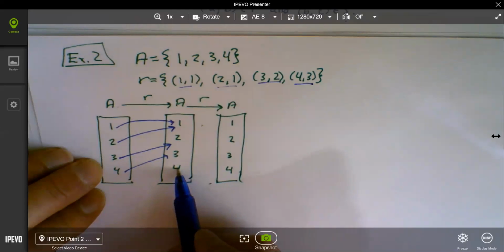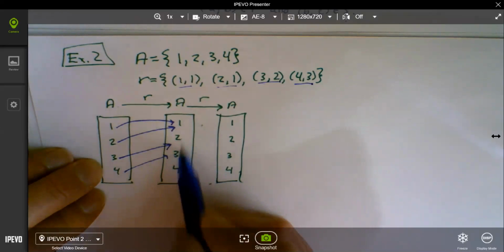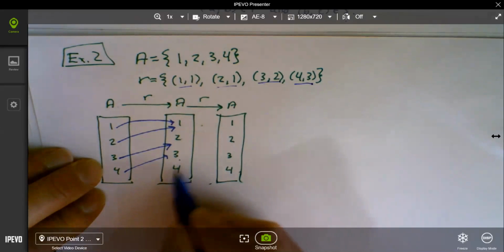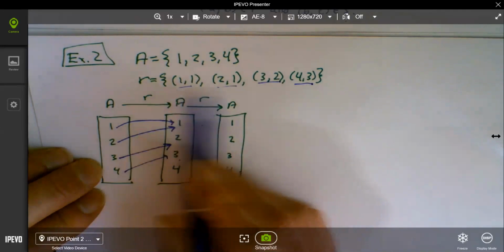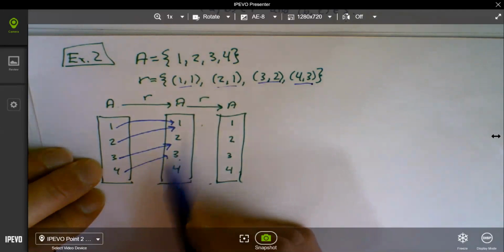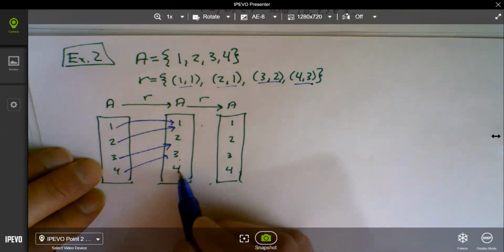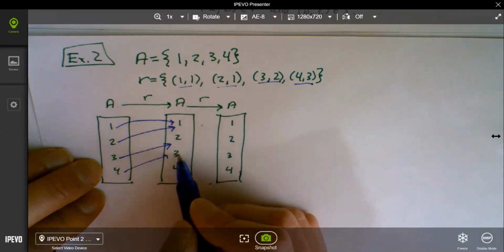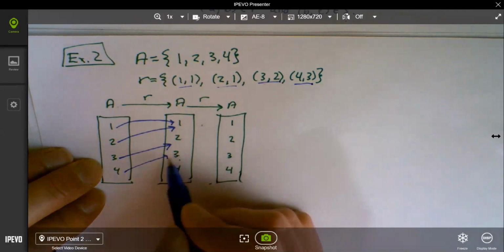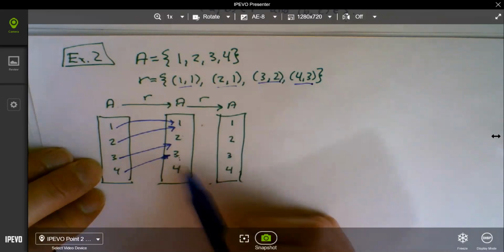set A, and where all the arrows are, those are all the places we can start. So if you notice, there's no arrow pointing to element 4. So if we have some element in R that starts with 4, that's not applicable here because we can only start at places where we ended. Okay? In the last relation, we only ended at places 1, 2, and 3. We didn't end up at 4. So we can't go anywhere from 4.